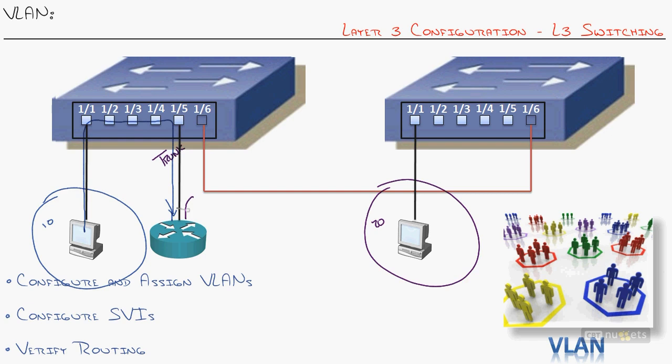The router receives it, flips it, tags it with the other VLAN, comes into here on the trunk port tagged, sends it across to the other switch, and then is able to reach this device in VLAN 20. That's the whole idea of a router on a stick.